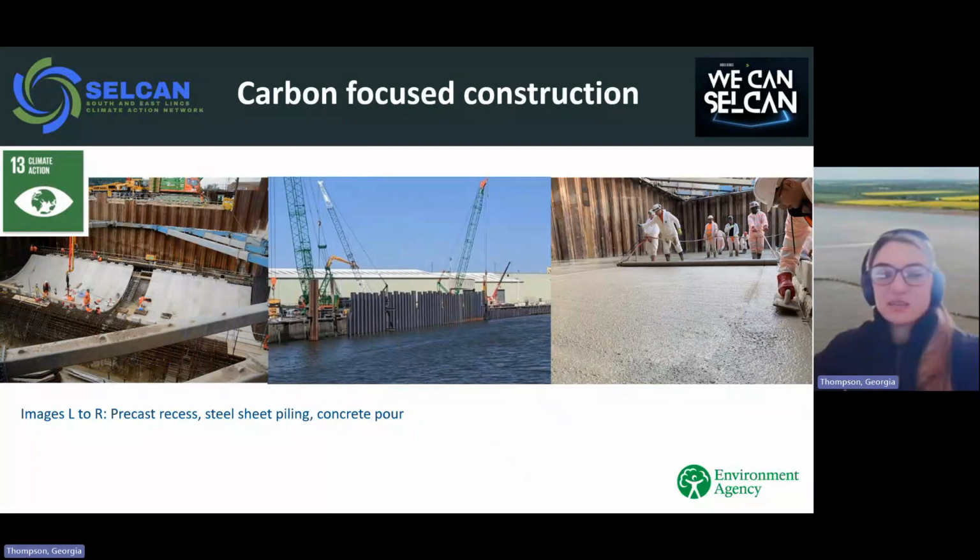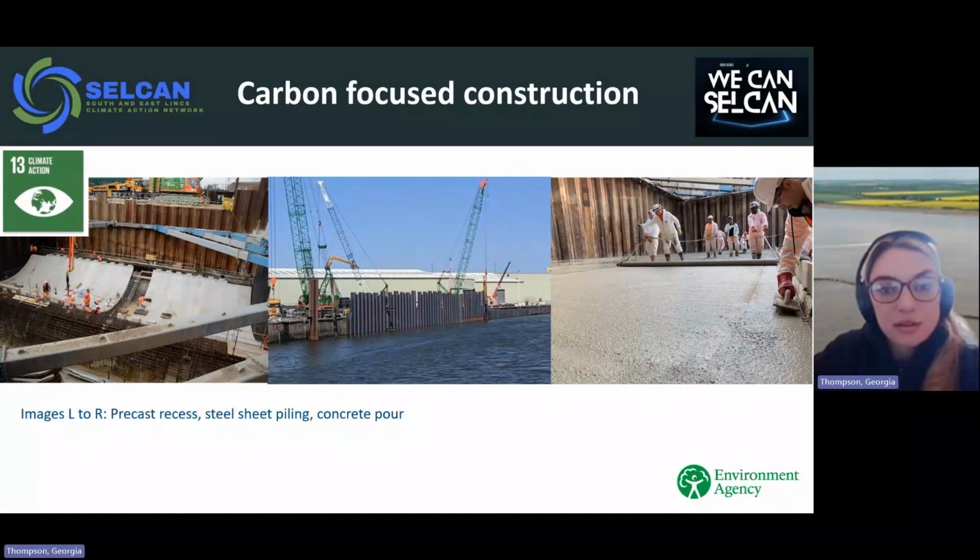Here's another way we have contributed towards UN SDG 13, which is climate action. We've been quite carbon focused within our construction. We're committed to the Environment Agency's goal of achieving net zero by 2030 by reducing our carbon emissions. Our teams are really carbon aware, and our ethos is that low carbon makes pretty good financial sense too.